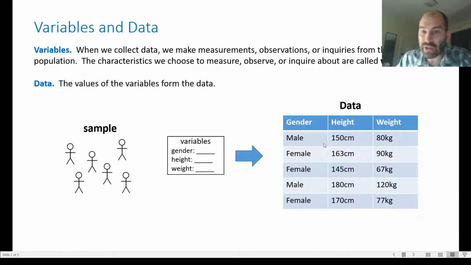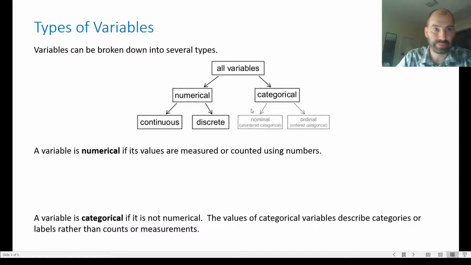And each row is one individual. So this one individual was male, had a height of 150 centimeters, and weighed 80 kilograms. The next individual was female, had a height of 163 centimeters, and a weight of 90 kilograms. So that's the difference between variables and data.